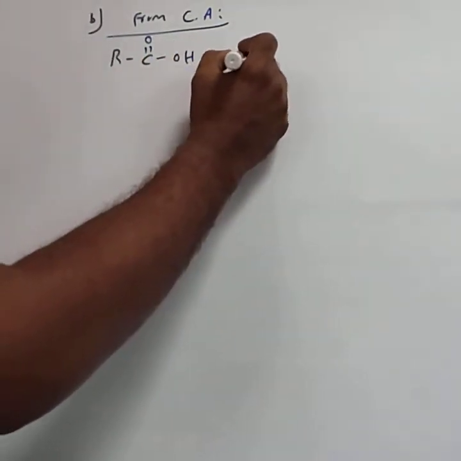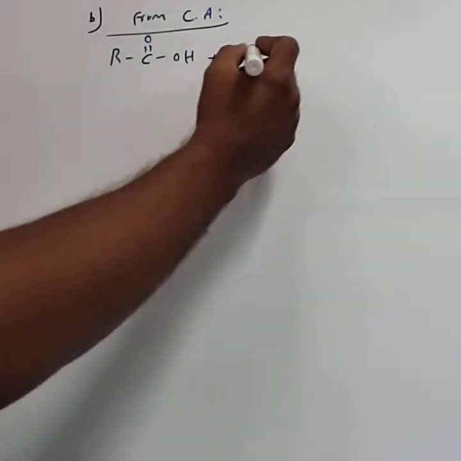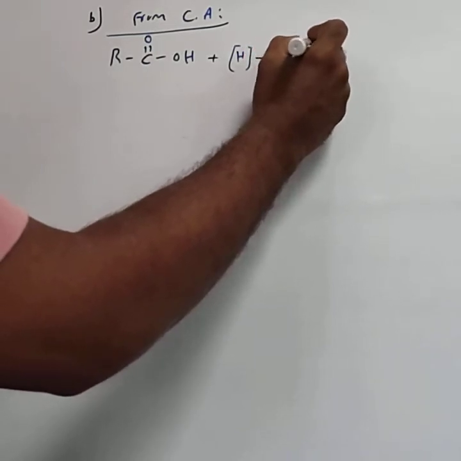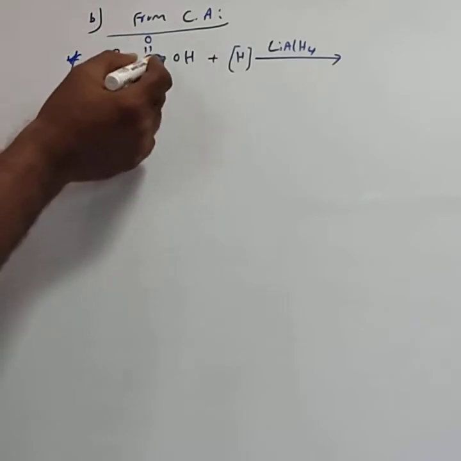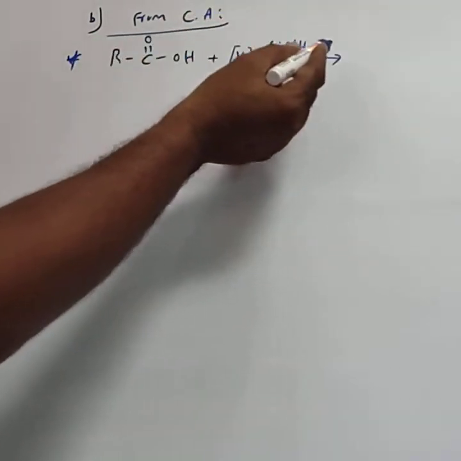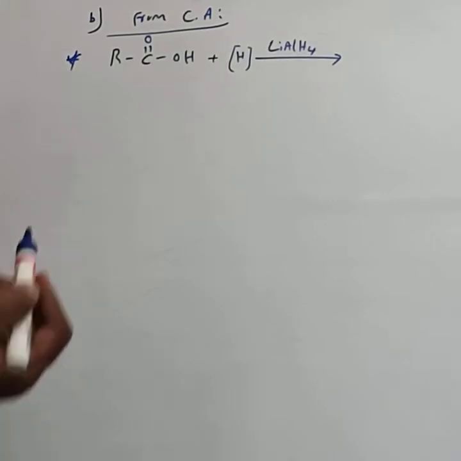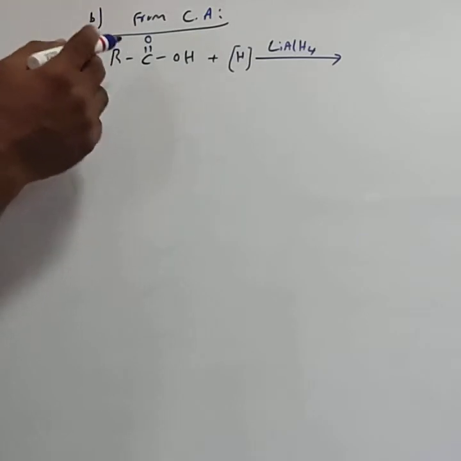Carboxylic acids on reduction in the presence of only LiAlH4. This is most important for 1 mark. To reduce carboxylic acids to alcohol, only LiAlH4 is used. No other reducing agent converts carboxylic acids to alcohol. This is important for the 1 mark.